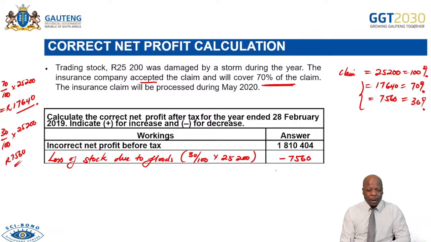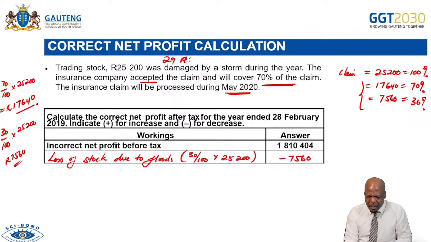7,560. Now, the insurance company has agreed to pay us 70%. Have they paid us? Not yet. What did they say? The claim will be processed during May 2020. But this financial year is ending on 29 February 2020.